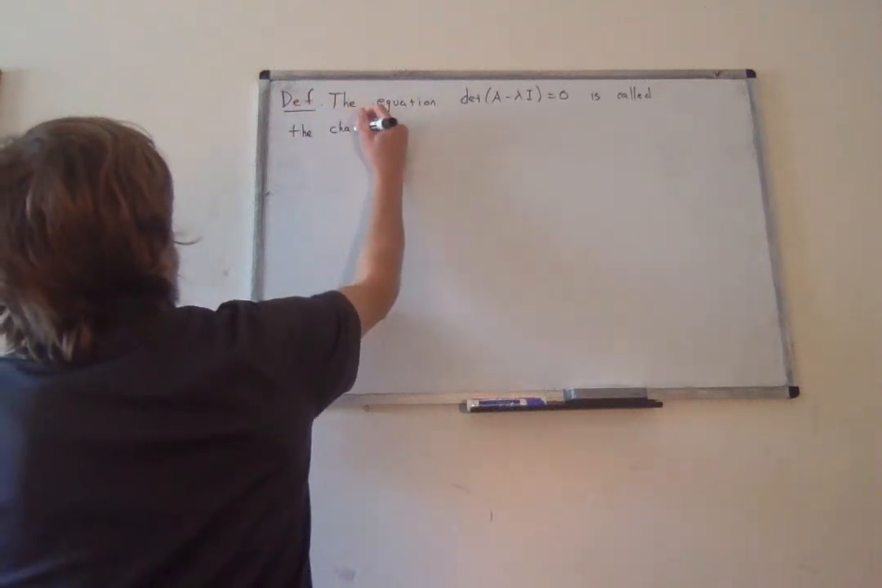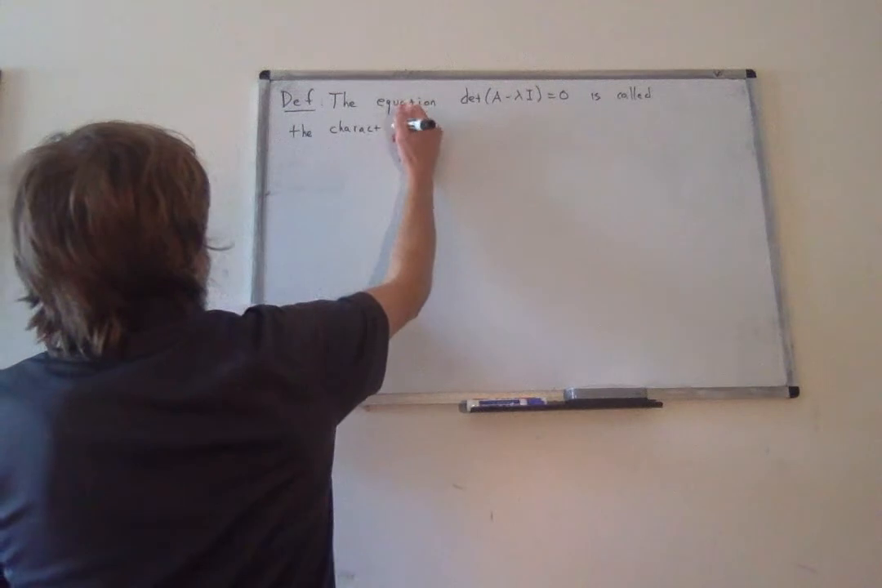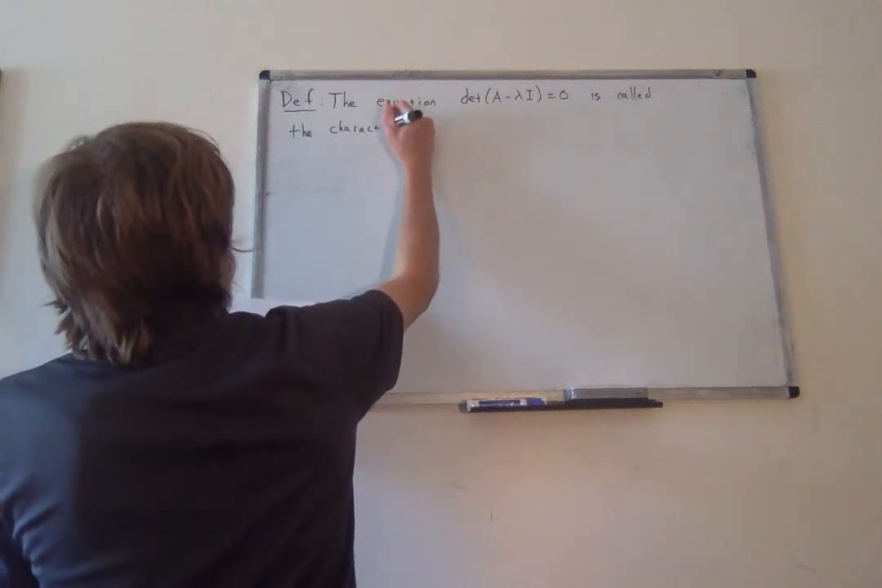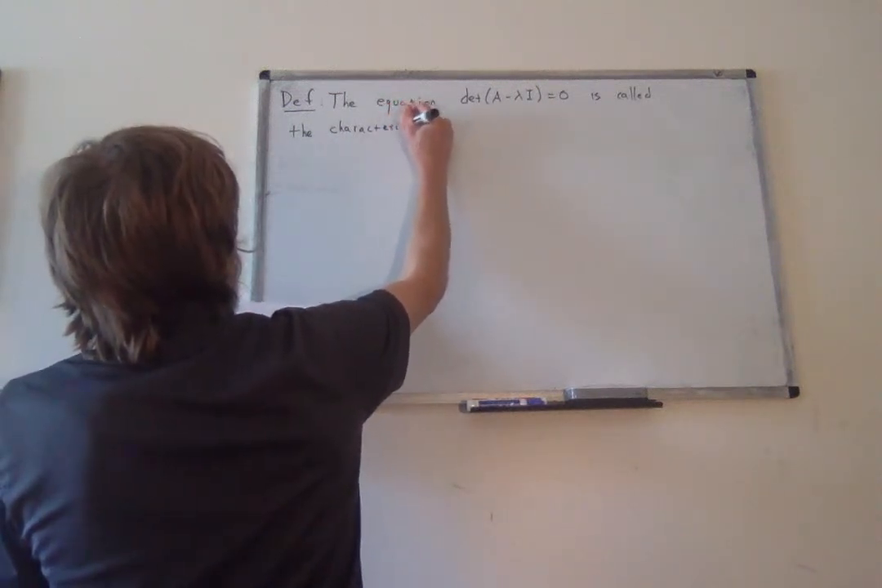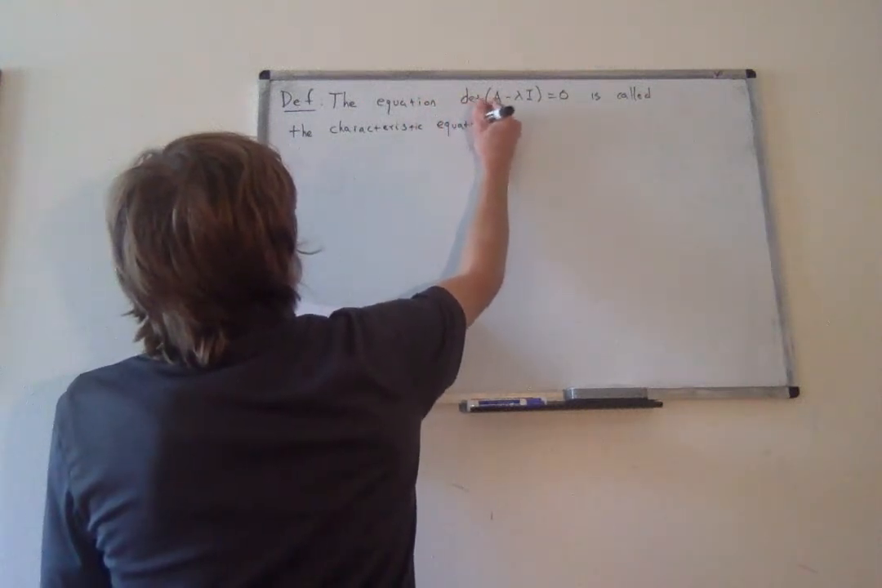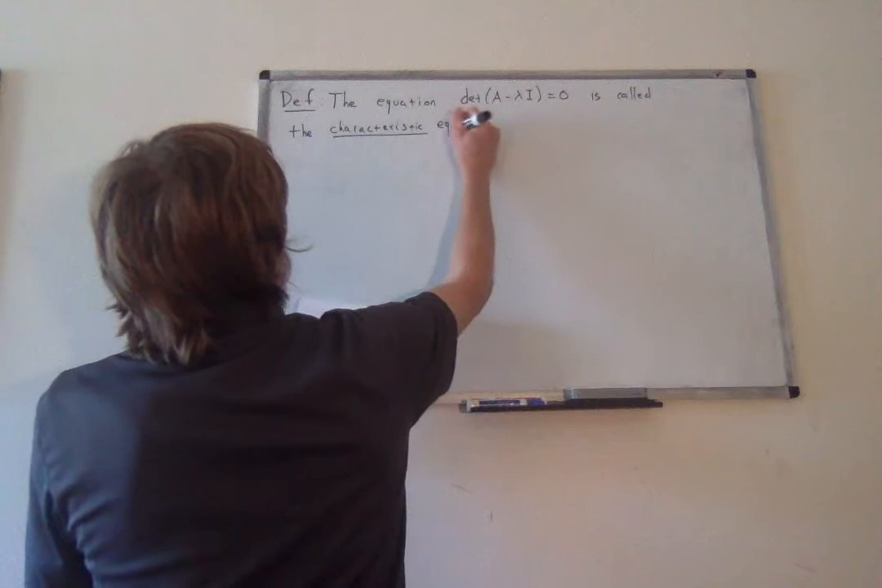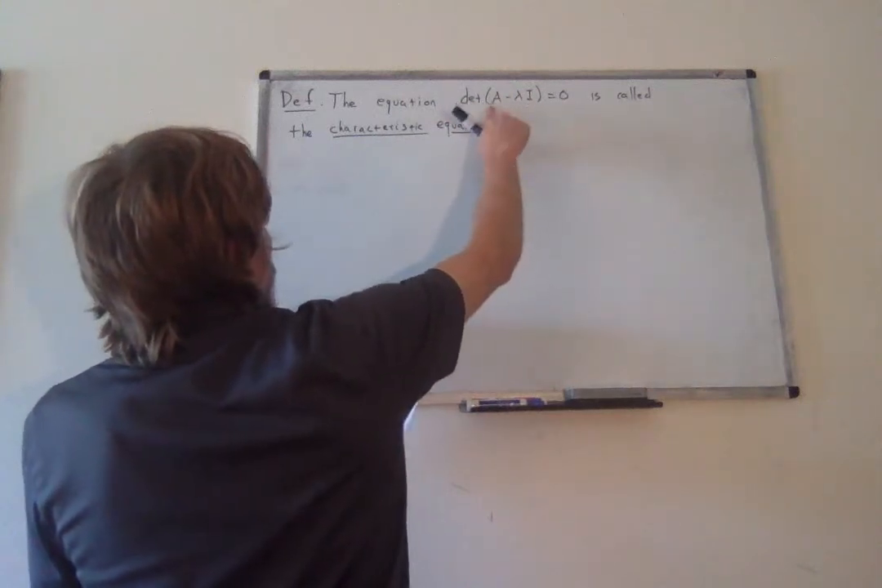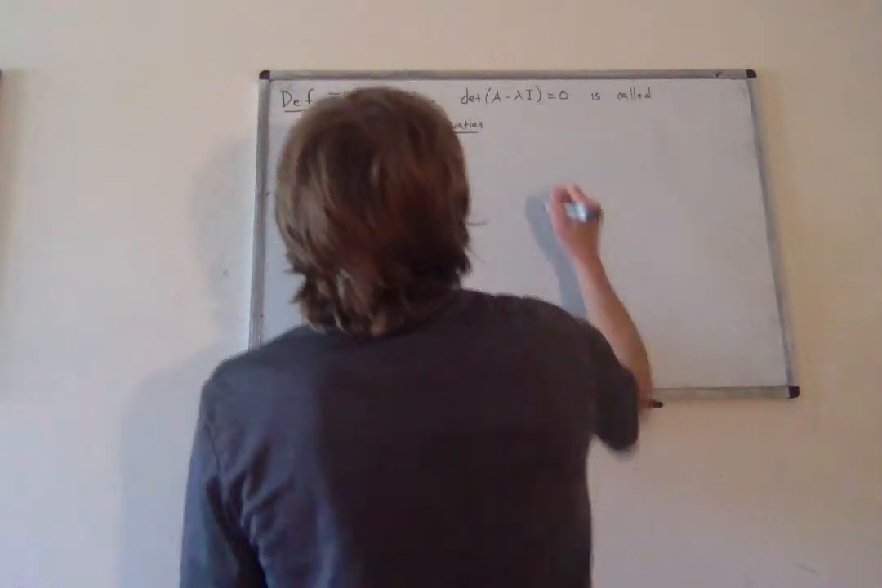And here I'm implicitly assuming in this definition of the characteristic equation that A is a square matrix and that I matches the dimensions of A.